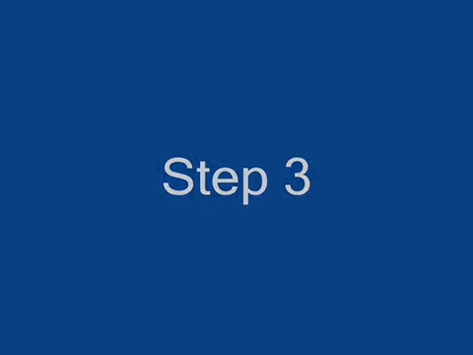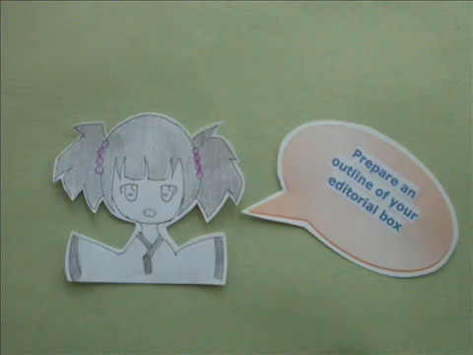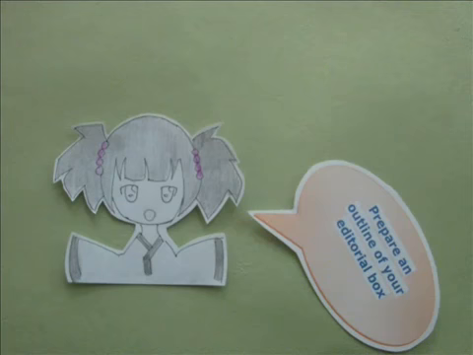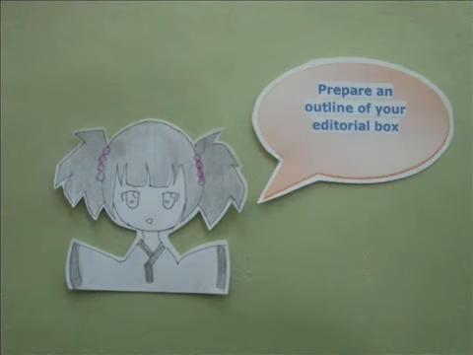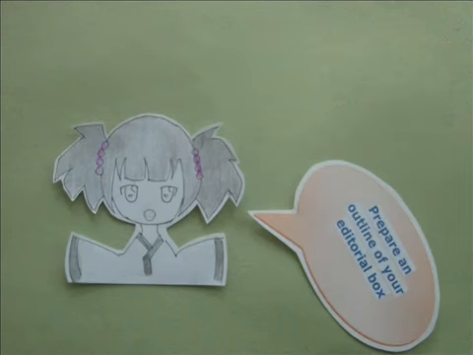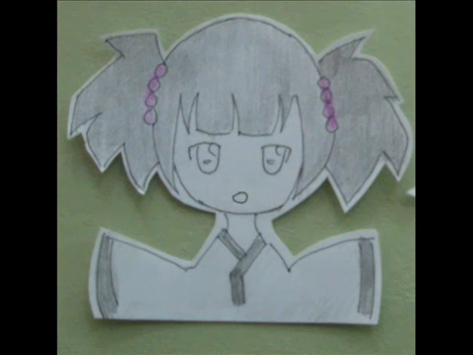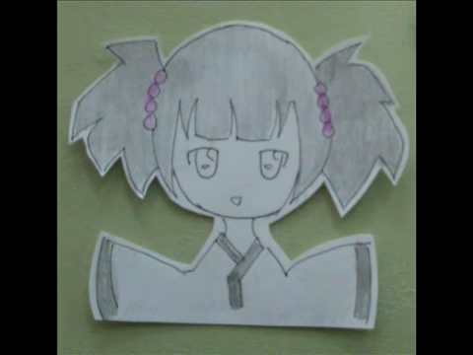Step number 3. Prepare an outline for your editorial box. You have to be well versed with the content and layout of your write-up even before you start writing it. Preparing an outline will give you a rough idea of how you should go about it. Make sure that you have the necessary facts to support your claims.